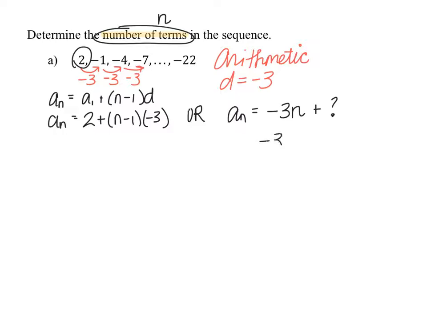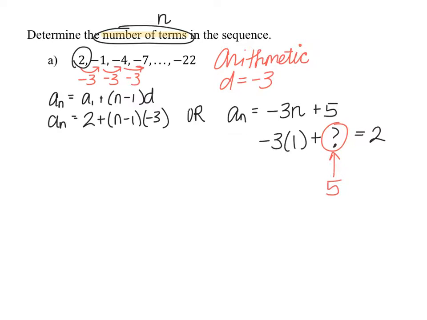In other words, I want to be able to plug in 1 for n, and therefore I want to get out 2 as my first term. So what value would I add to -3 here so that I end up with 2? And that value would be a positive 5. -3 plus 5 will give me a positive 2. So that tells me my formula then would be -3n plus 5.